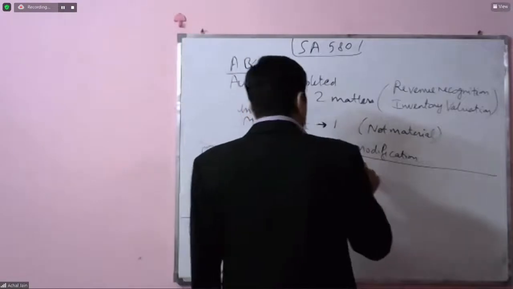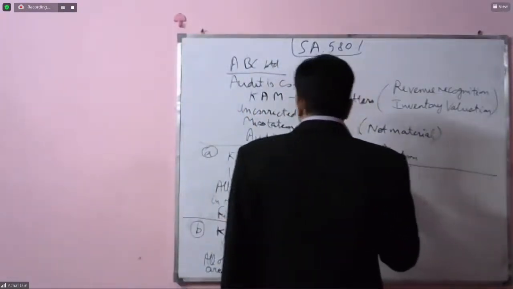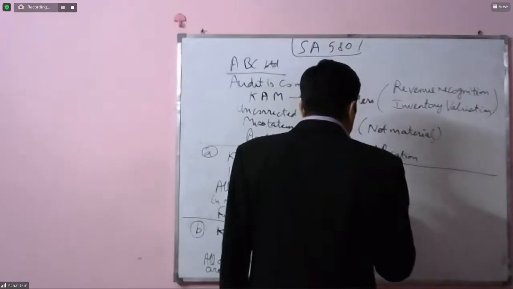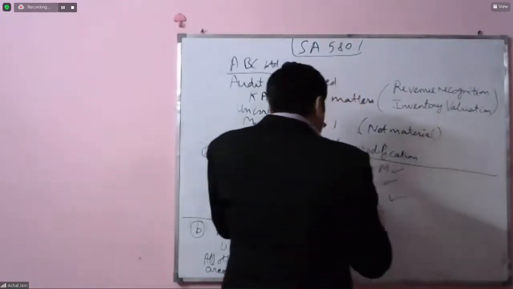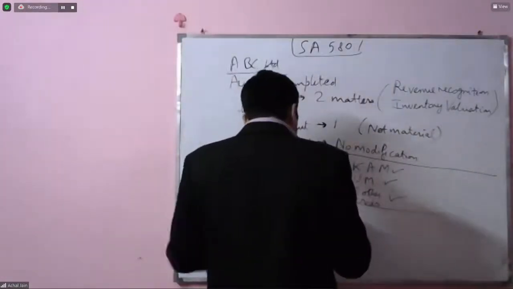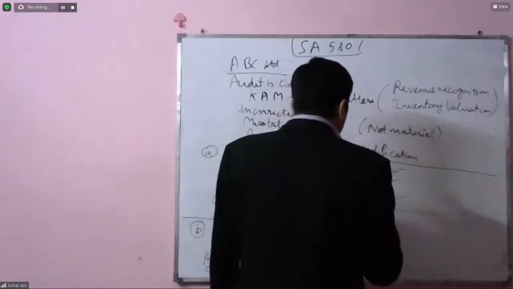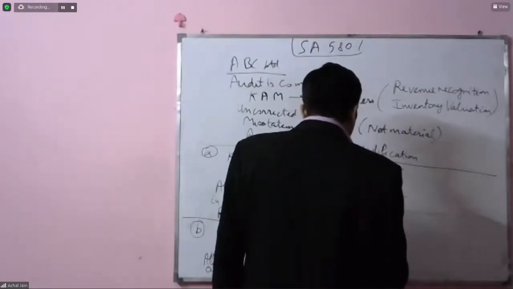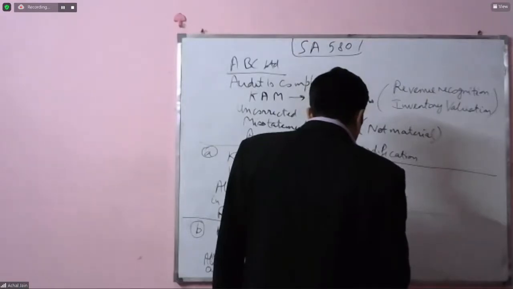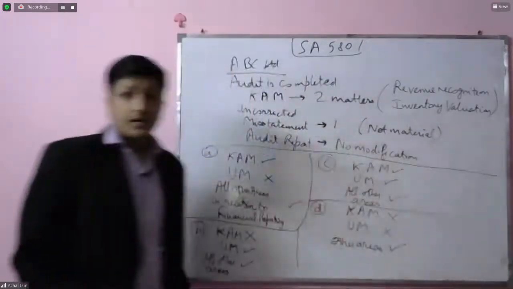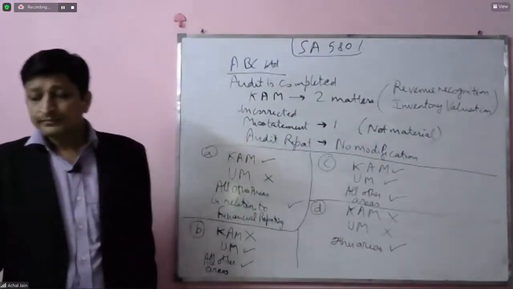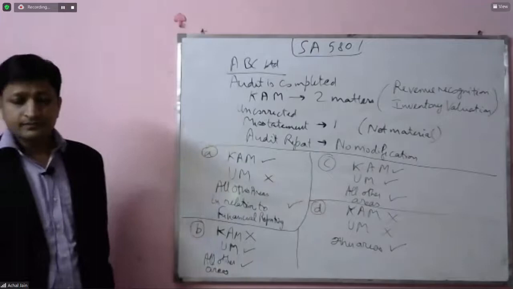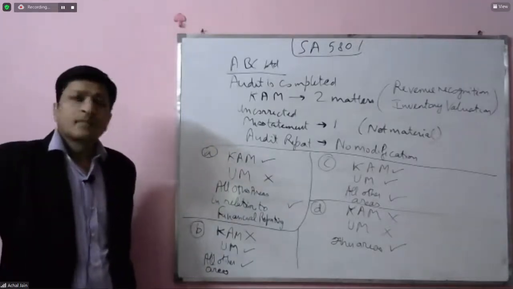Option number C, let me just put down everything. CAM should come, uncorrected misstatement should come, all other areas should also be there in the rep letter. So C includes everything, and D says CAM may not come, uncorrected misstatement may not come, but other areas are a must. Other areas are a must. So if they get excluded, then of course it's an important thing.